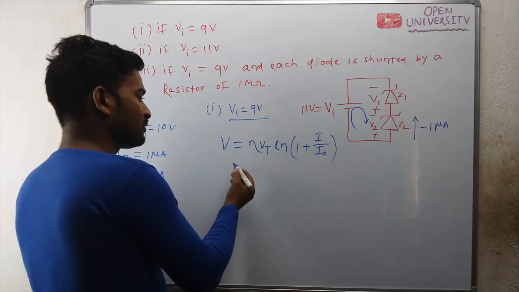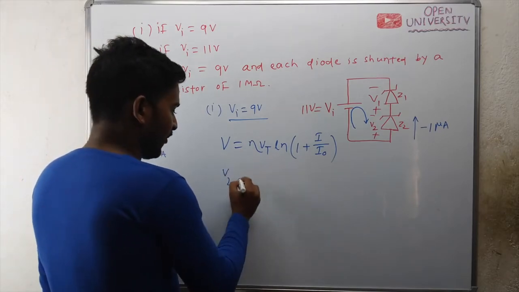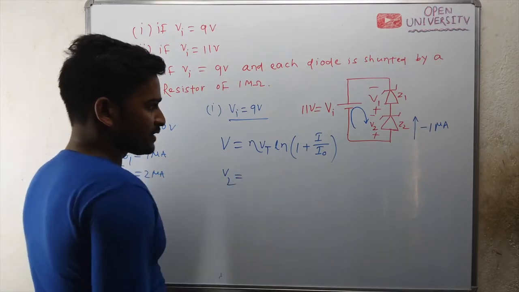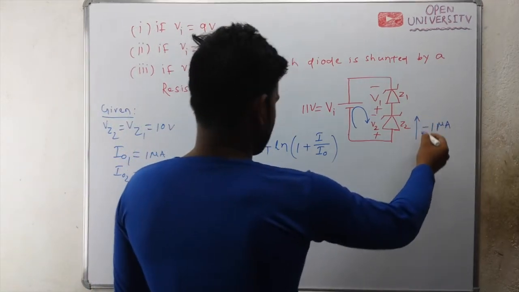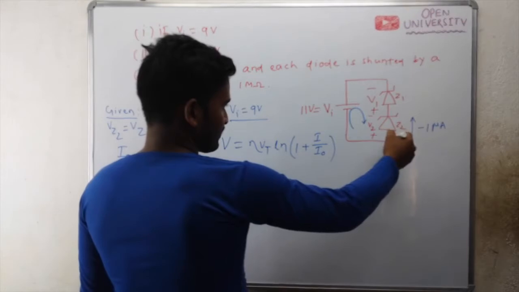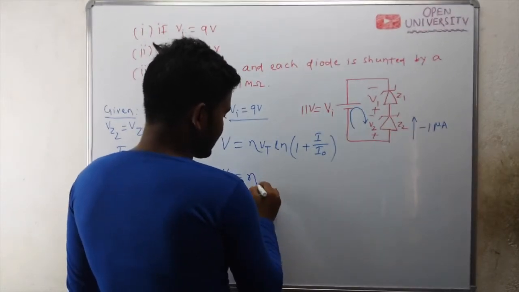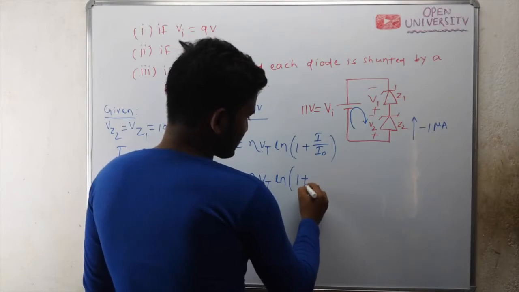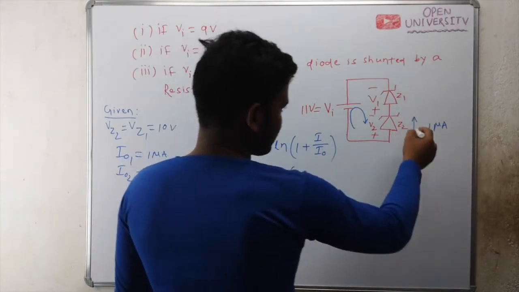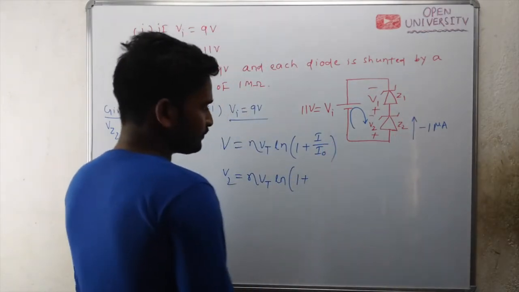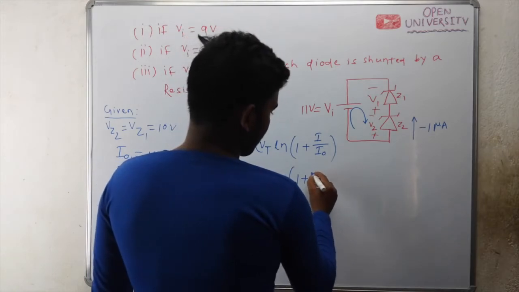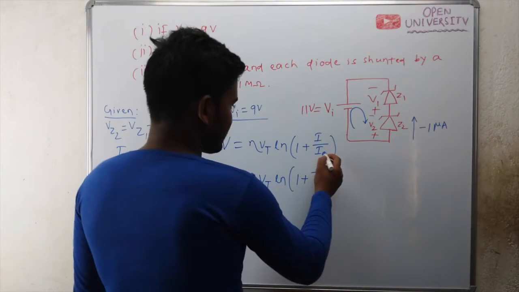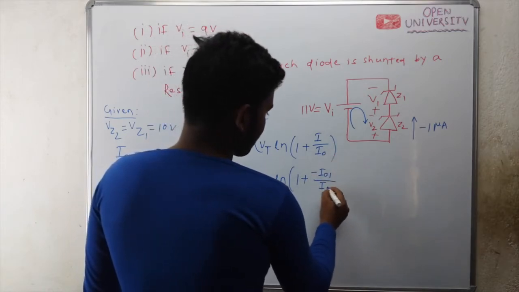If you want to find V2, the forward voltage across Z2, then it will be eta Vt log of 1 plus the forward current through Z2, which is minus I naught 1, by I naught, which is nothing but I naught 2.